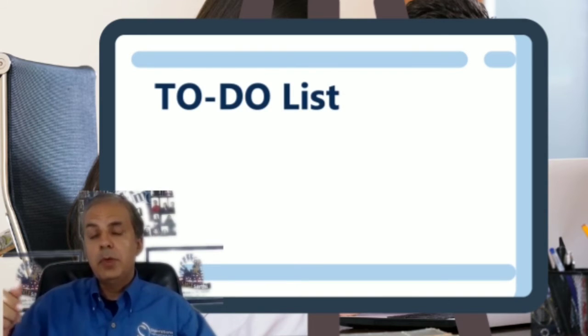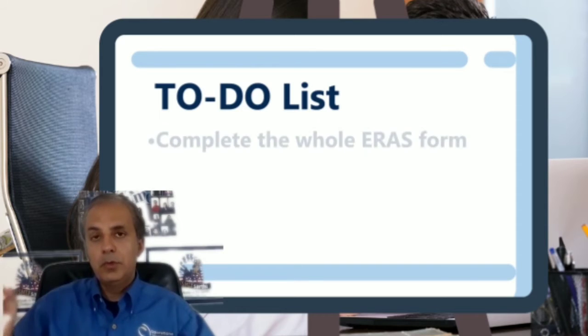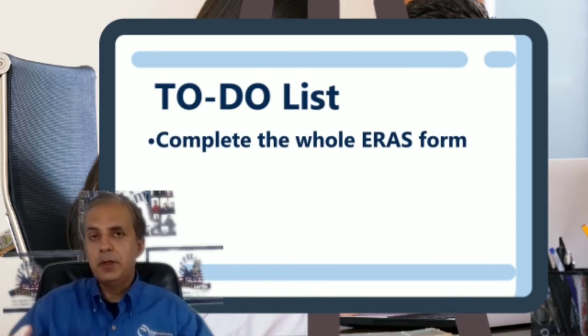Then I'm going to give you another list of to-dos for your ERAS application. Again, very important, but many students miss this. So let's go over that. First, of course, complete the entire ERAS form, including each description. So do not leave things like the name of your supervisor or number of hours empty. That is not good. Try to fill in as much information about each experience as possible.